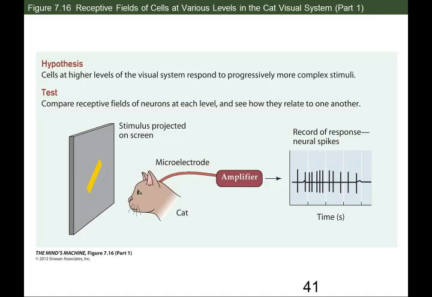Okay? So the same idea remains the same for the lateral geniculate nucleus, although the receptive fields are going to be a little bit bigger than the receptive fields we talked about earlier.